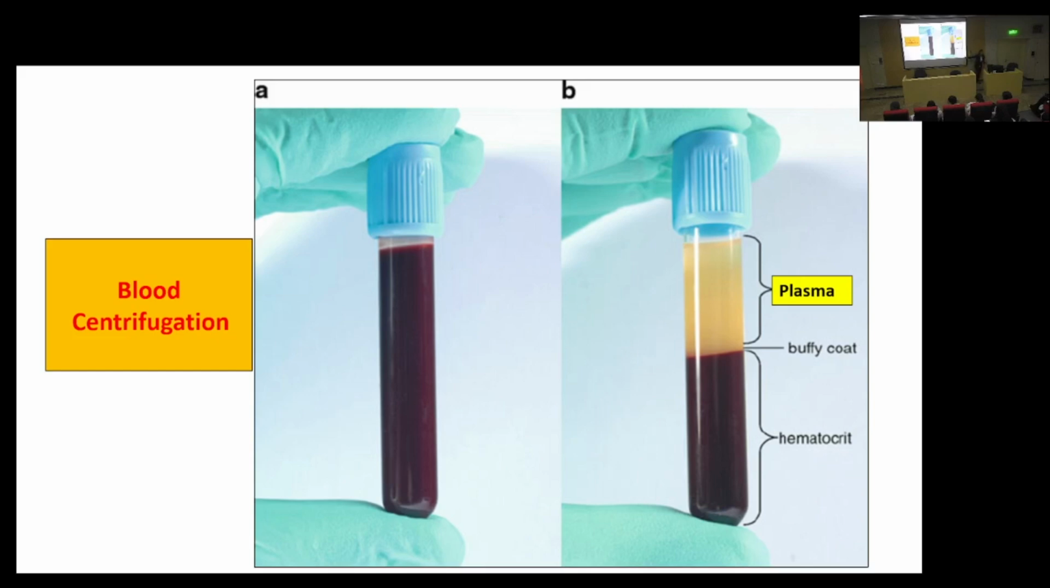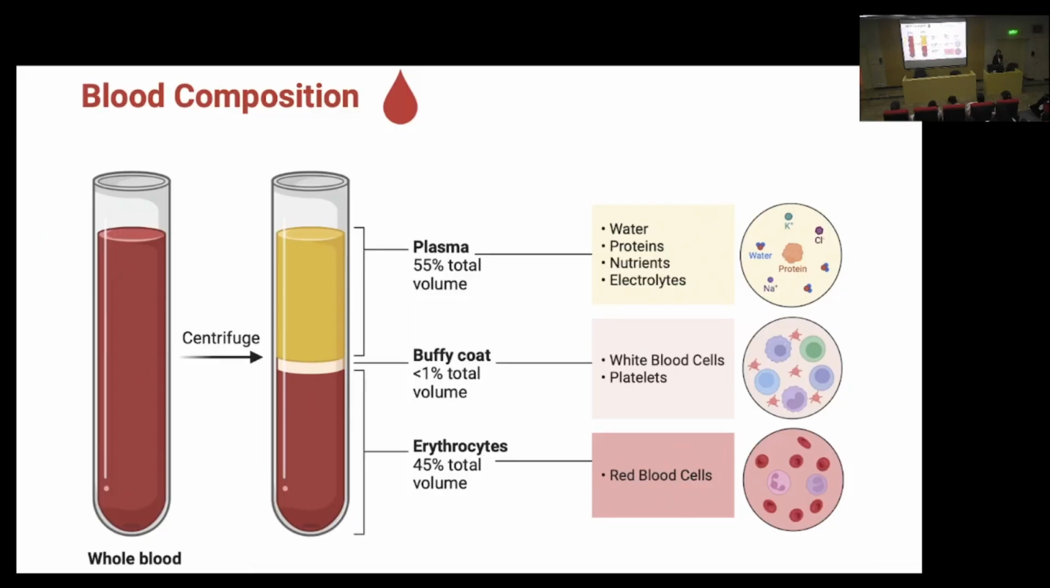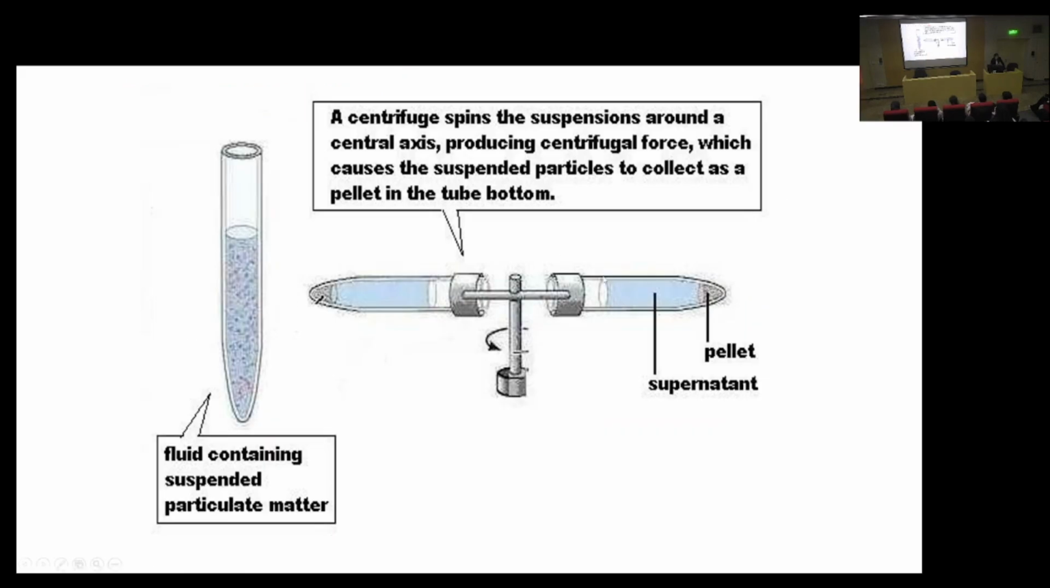It will show this nice separation if you collect the blood in a tube that contains anticoagulants that prevent coagulation. All right? So what do you think is in the plasma, which is the top part? There's water, proteins, nutrients, electrolytes. In the buffy coat, it's white blood cells and platelets, and the bottommost part, it's the erythrocytes or the red blood cells. All right.